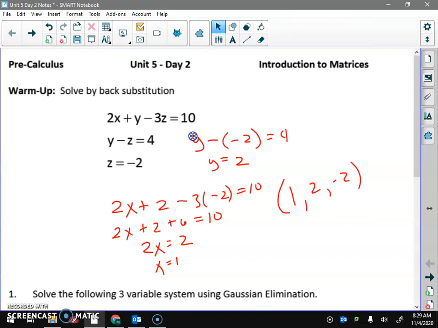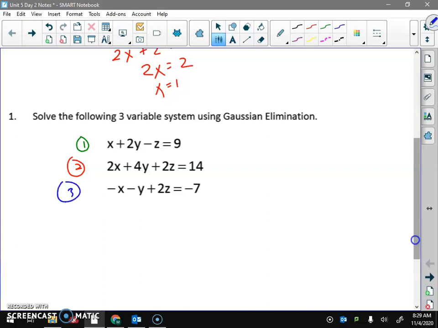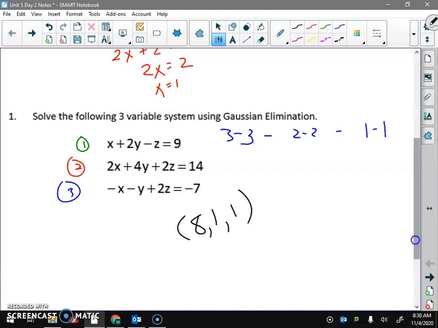All right, we're going to take a minute here. You're going to do this on your own, a little more challenging. What we did in class yesterday, day 1, we said we're going to name these 1, 2, and 3. And your goal is to go from 3, 3 to 2, 2 to 1, 1, so you can then back substitute. Why don't you pause a little bit on this video and see if you can come up with the correct ordered triple. You had ample time to pause, hopefully. 8, 1, 1. That's the ordered triple that you should have gotten.